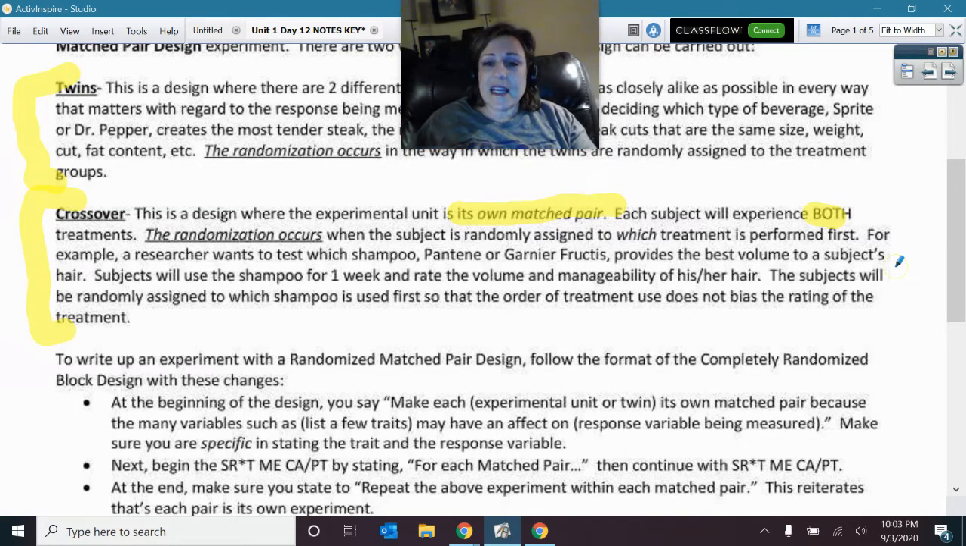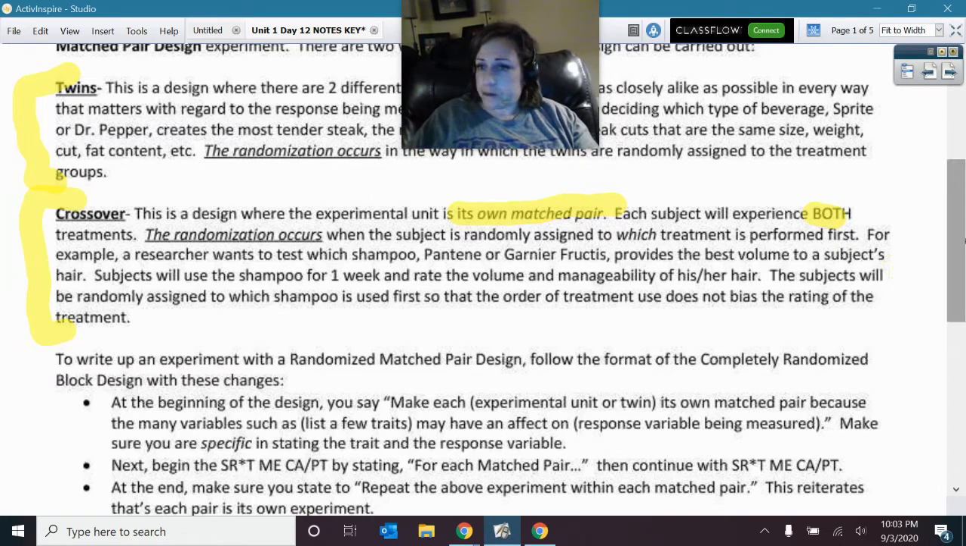And again, this would be a good example of a matched pair because with a person's hair, there's so many things that go into the texture and what the person does with it and how they like to do their style and all those different kinds of things. So many things with the person's hair, many traits that we need to probably do a matched pair and just compare my shampoo on my hair to another shampoo on my hair.